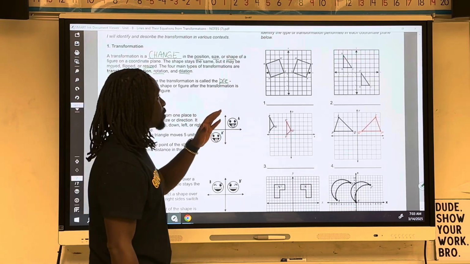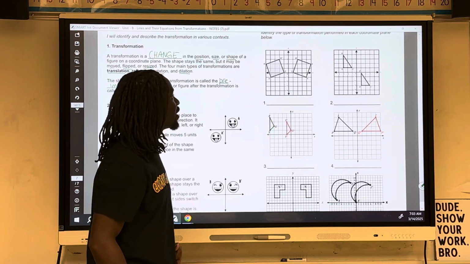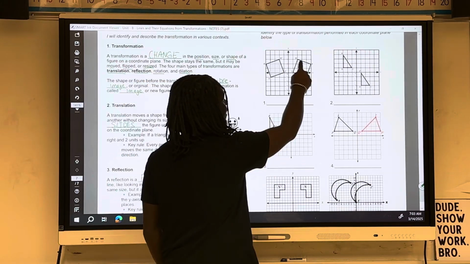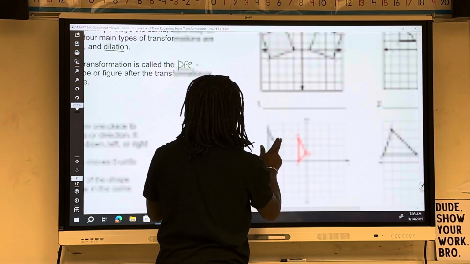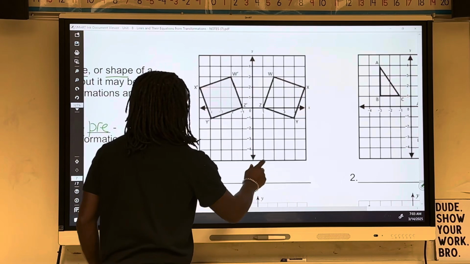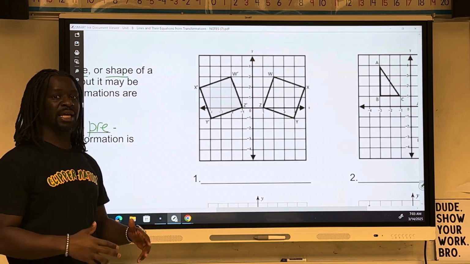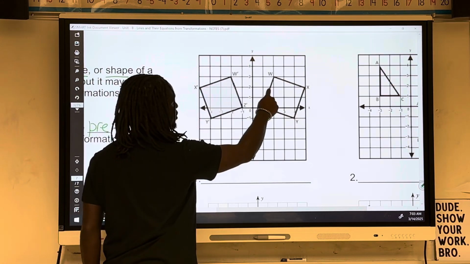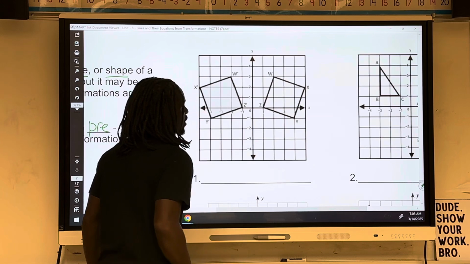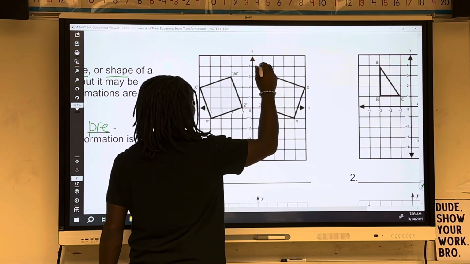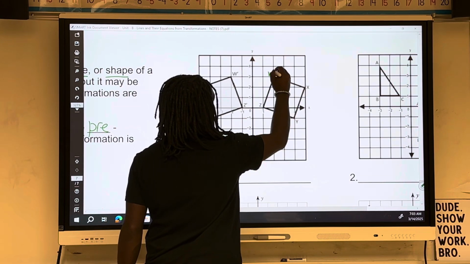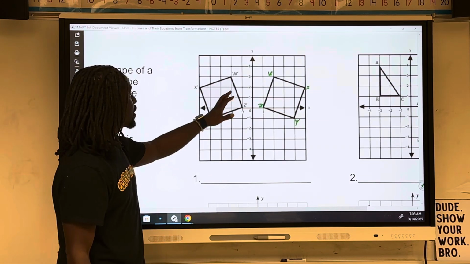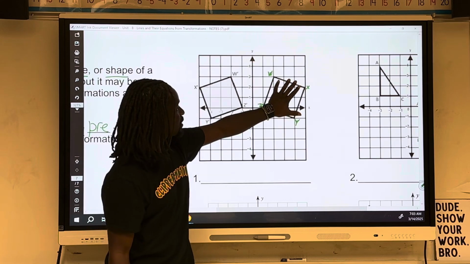Okay, so we are going to look at the figure, and then we're going to see how it changed. Remember, I mentioned, if we're looking at this first one, let me zoom in a little bit. The pre-image, or the original, is the letters that don't have the apostrophe. So W, X, Y, Z. This is the original, because it does not have the apostrophes. And so I have this shape here.